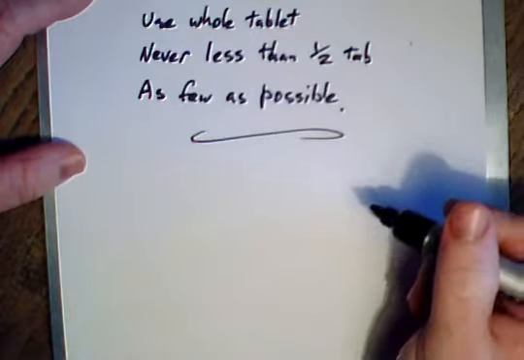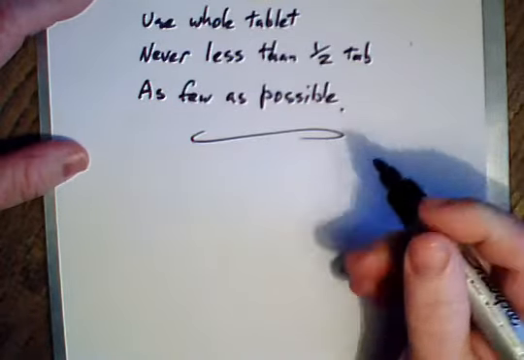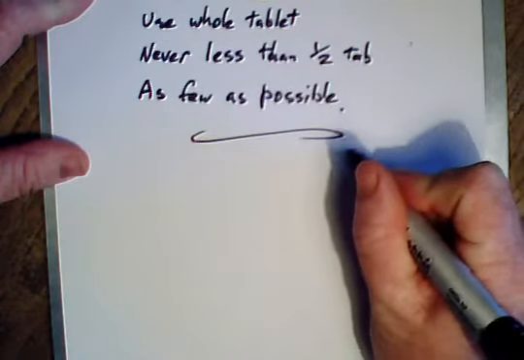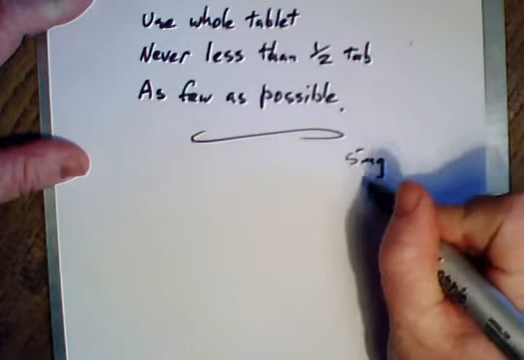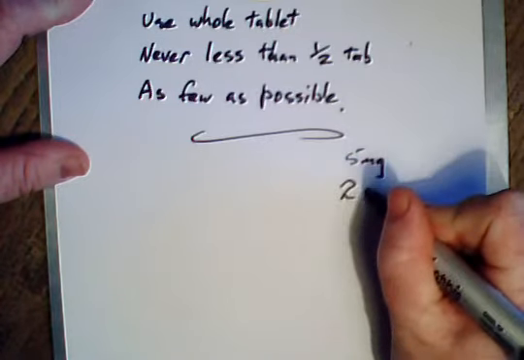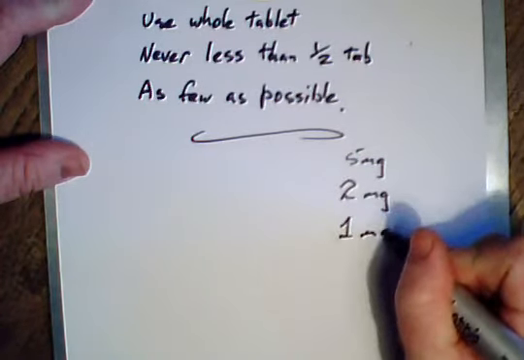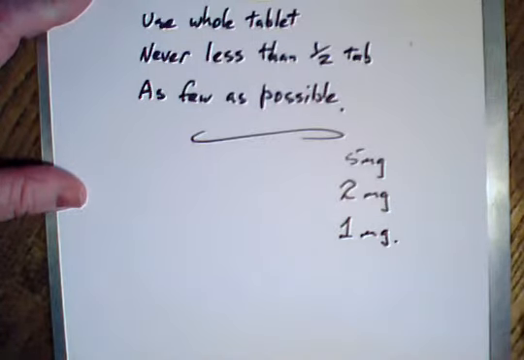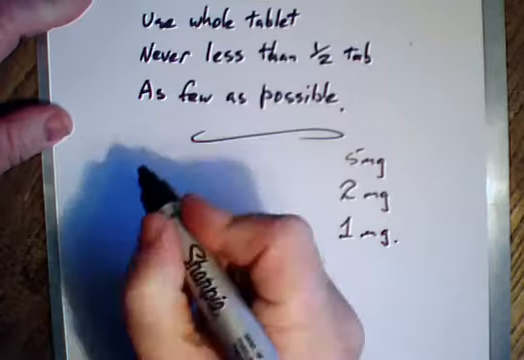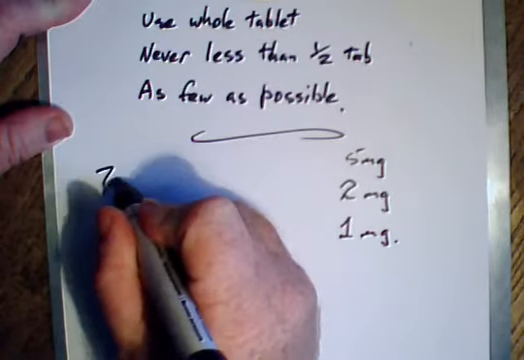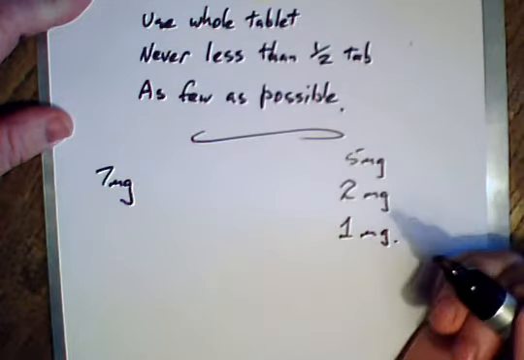Let's say that we've got 3 different strengths of tablets. We've been given a supply of 5 milligram, 2 milligram, and 1 milligram. Okay, and these are the ones that we have available to us. And we're told that we are to give out 7 milligrams of a drug.